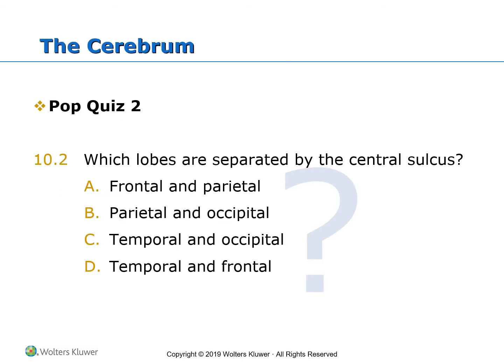Which lobes are separated by the central sulcus? The options are frontal and parietal, parietal and occipital, temporal and occipital, and temporal and frontal.